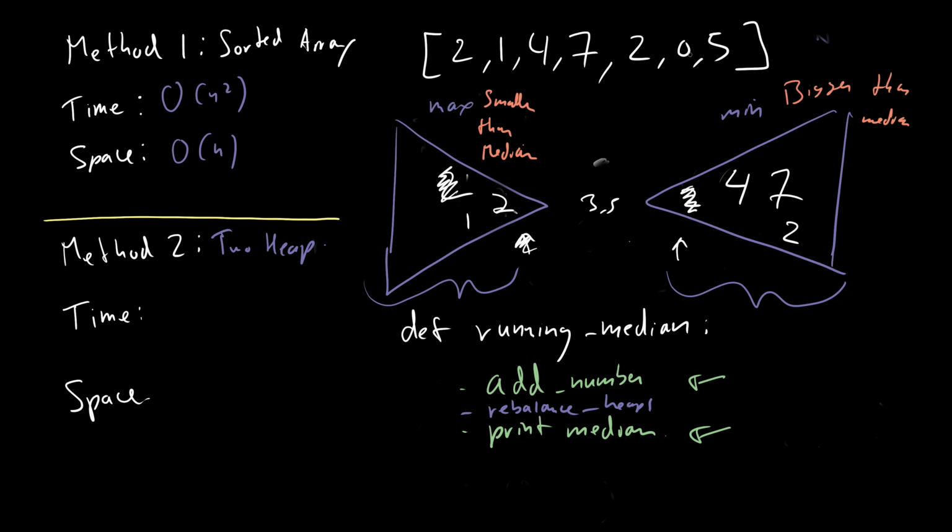Okay, and then now we have 0. Oh, so what's the median now? The median now is 4 because it's this one. And then now we have 0. Is 0 smaller or bigger than the median?